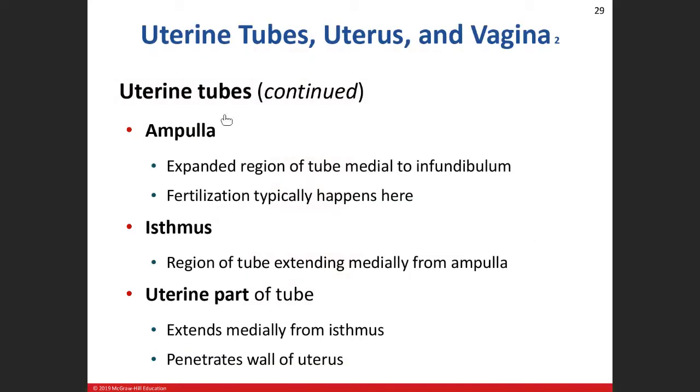All right, so let's talk about some of the structures here. We'll start with the uterine tubes, or the fallopian tubes, and then we're going to work into the uterus here. So the fallopian tubes will have a couple different regions.